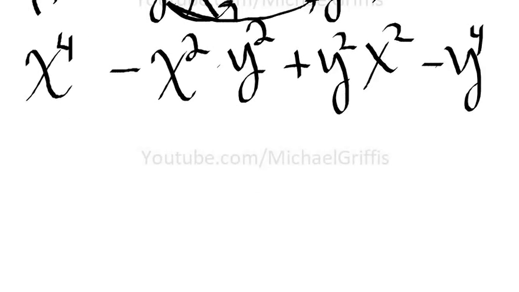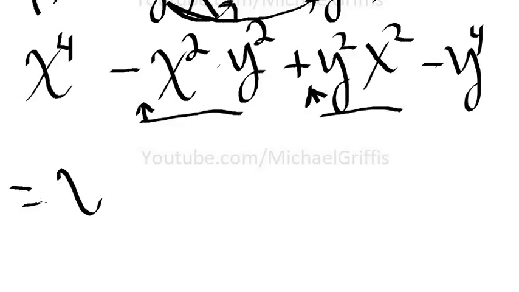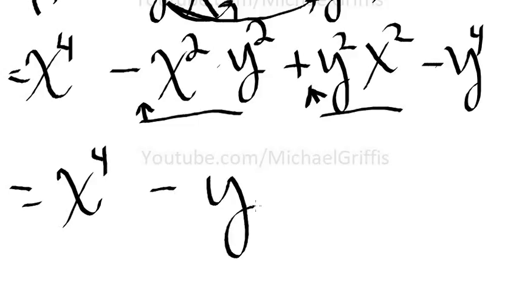Now we look at our like terms. Okay, we have x squared times y squared, which is the same thing as y squared times x squared. However, one has a minus sign out front, one has a positive, so they just cancel out. So we end up with x to the fourth minus y to the fourth.